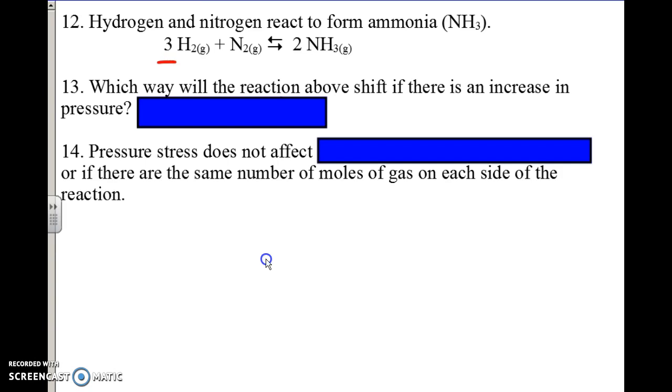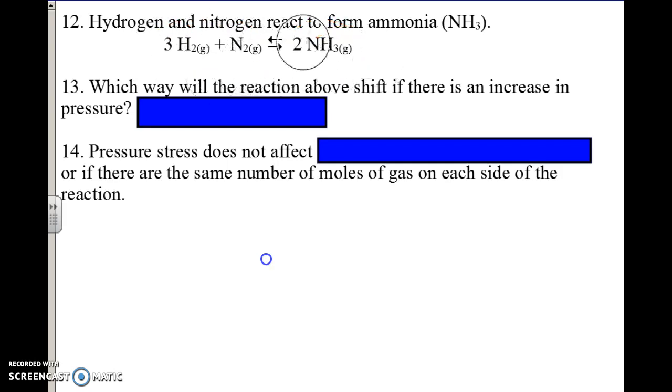So here we have 3, here we have 1, and here we have 2. So if this was in a container, if everything was ammonia, we would have less pressure in the container than if we had hydrogen and nitrogen in the container. So in other words, there is a higher pressure if we had just these guys, and it's a lower pressure if we have just this.